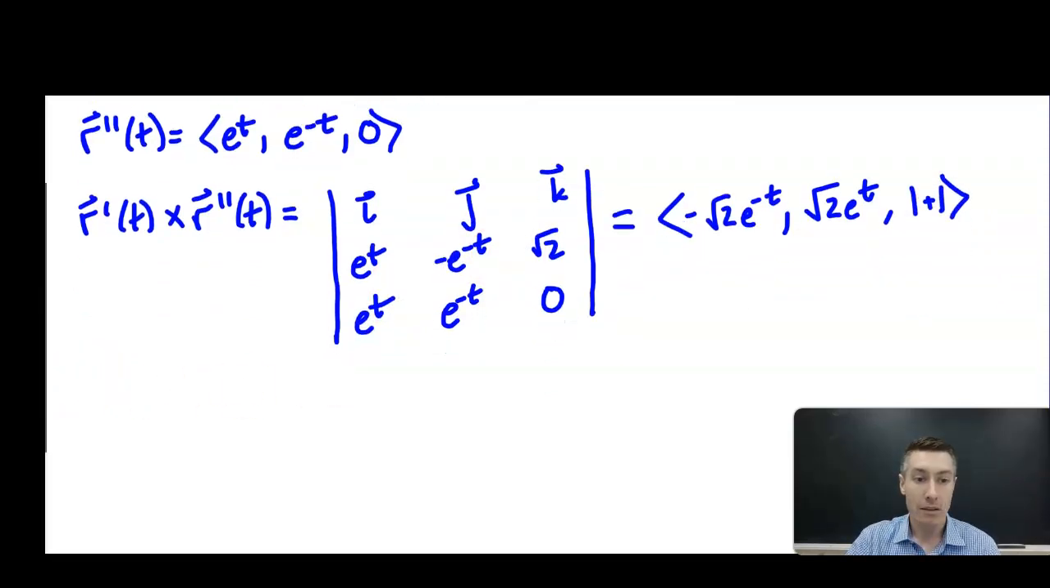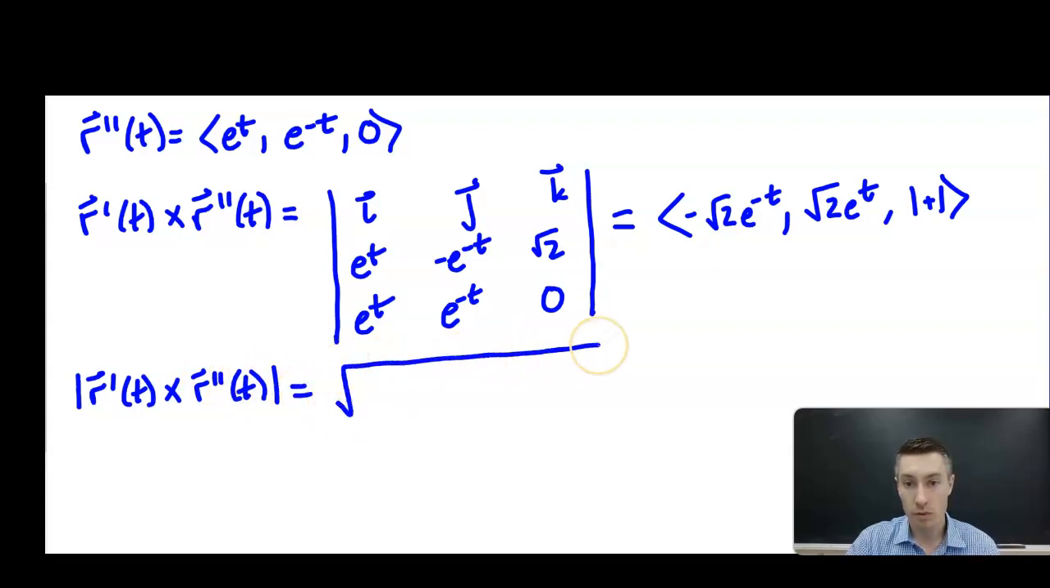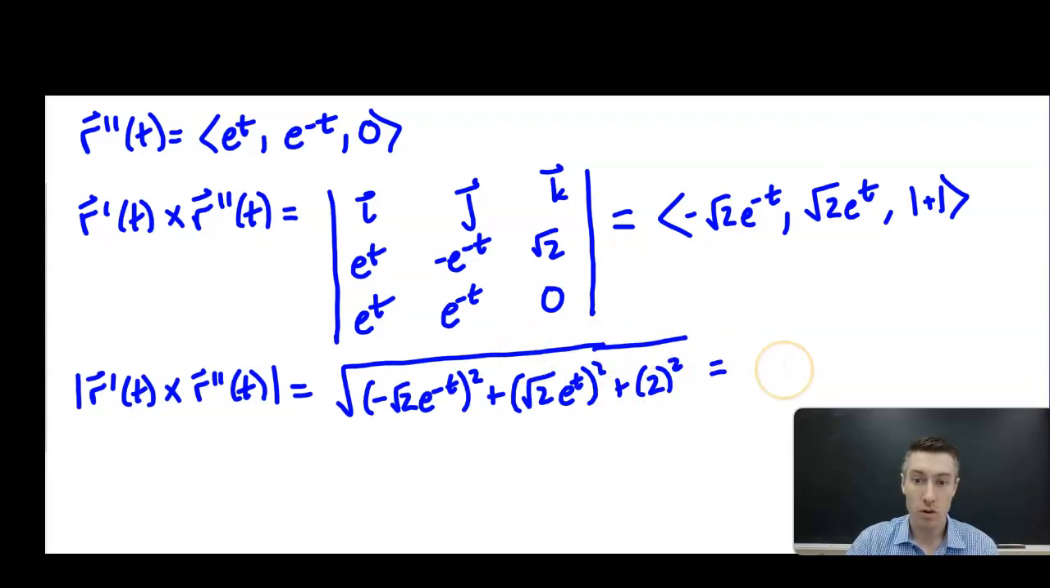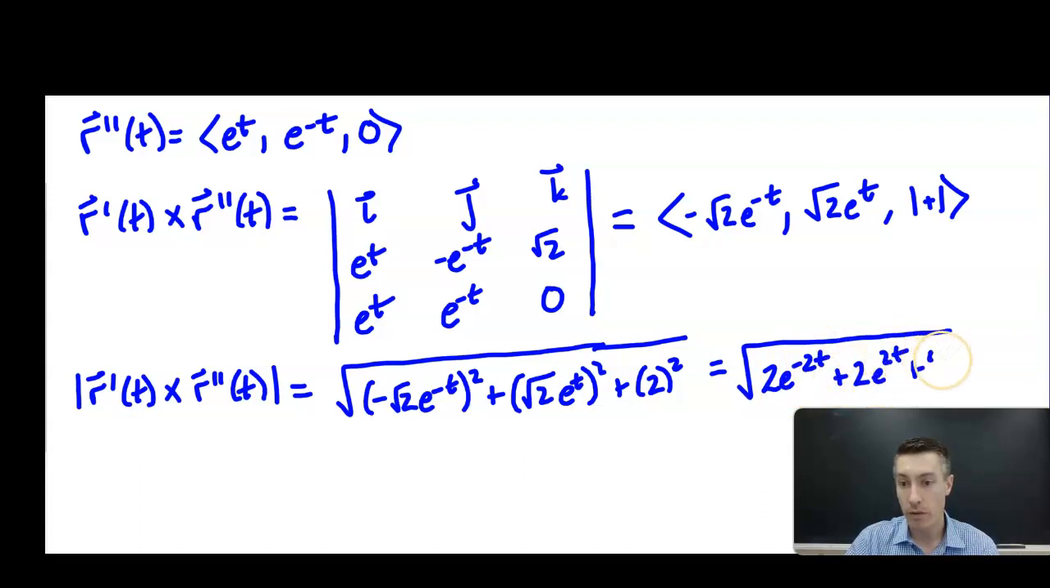Now we need to find the magnitude of that vector. So the magnitude of r prime of t cross with r double prime of t equals the square root of negative square root of 2 e to the negative t squared plus square root of 2 e to the t squared plus 2 squared. So let's see. That's going to be the square root of 2 e to the negative 2t plus 2 e to the 2t plus 4.